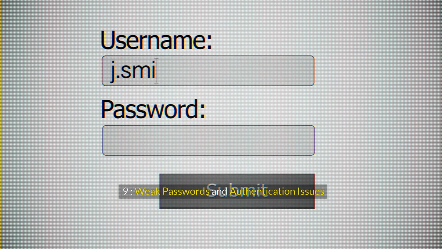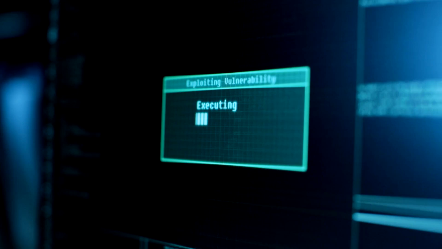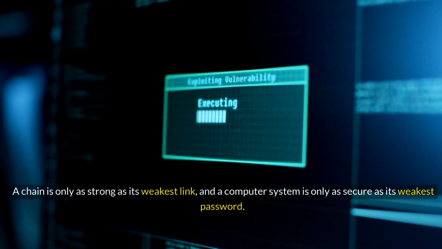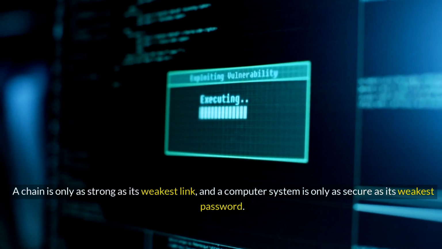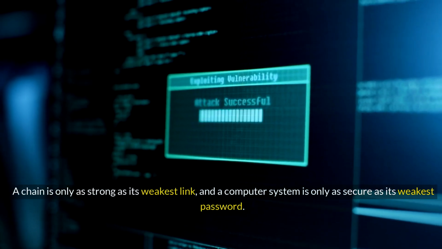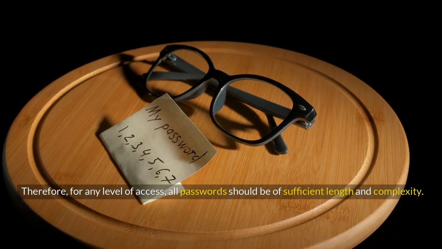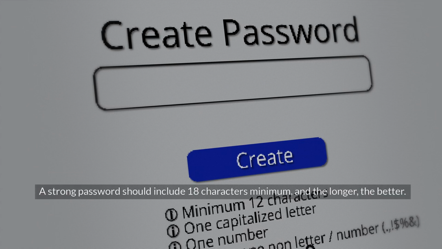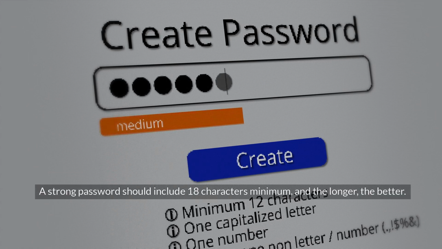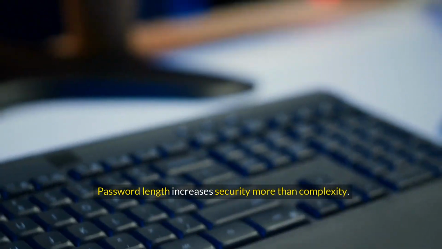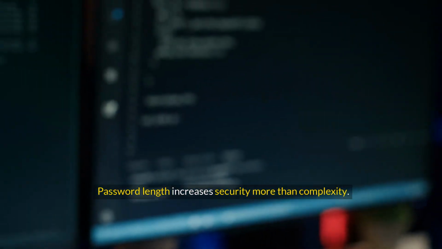9. Weak passwords and authentication issues. A chain is only as strong as its weakest link, and a computer system is only as secure as its weakest password. Therefore, for any level of access, all passwords should be of sufficient length and complexity. A strong password should include 18 characters minimum, and the longer, the better. Password length increases security more than complexity.